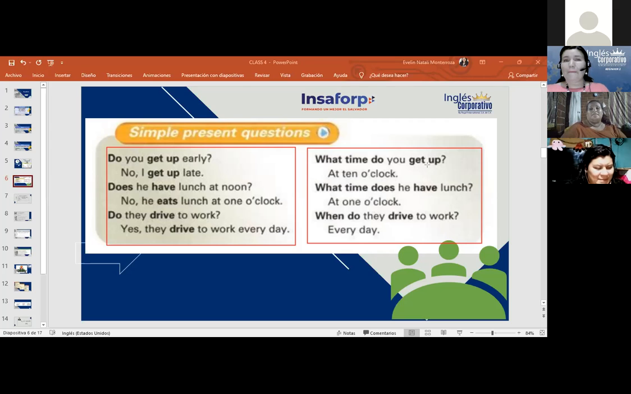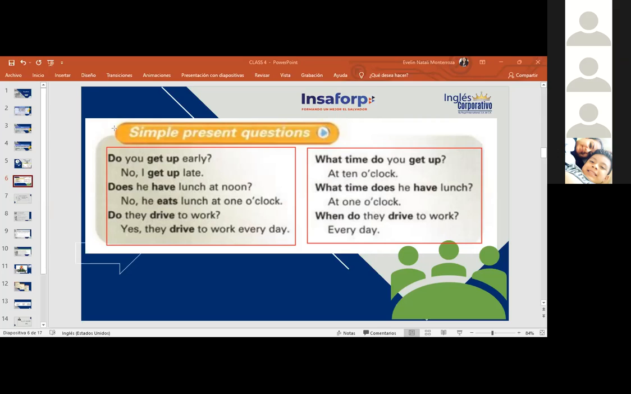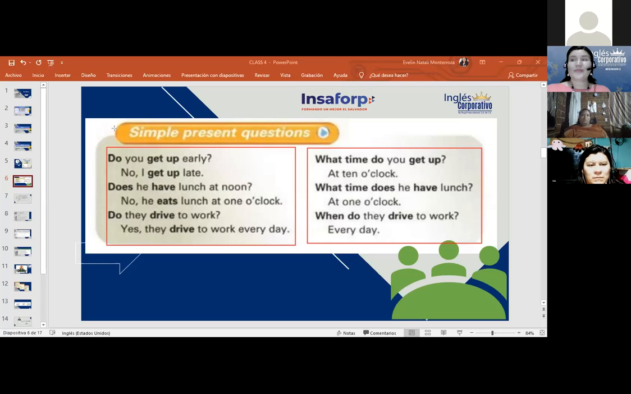I think it's the last question that I had for you. Here we have simple present questions with yes/no and with WH. What is the difference? ¿Qué diferencia le ven a las preguntas con do y a las preguntas con WH? Analyze. What difference can you see? In the ones with do, you almost always answer with yes or no. And in the WH ones, you have to give a more concrete answer.